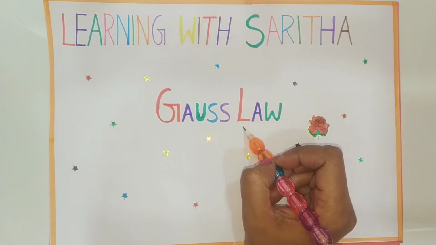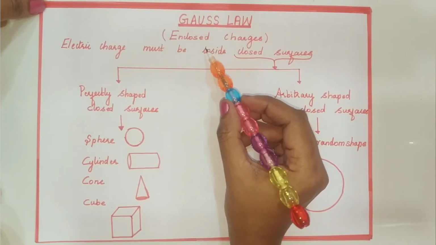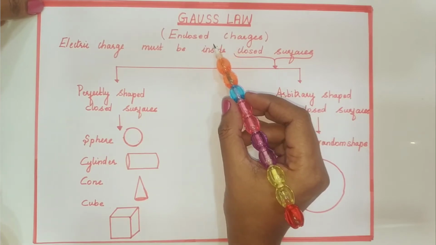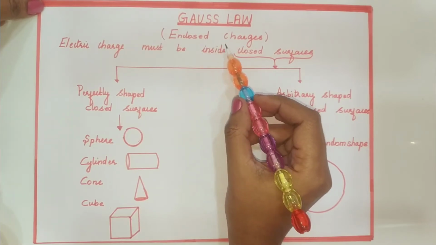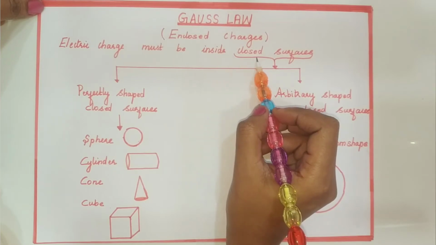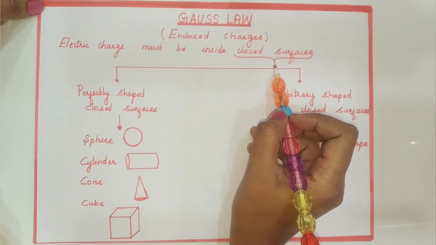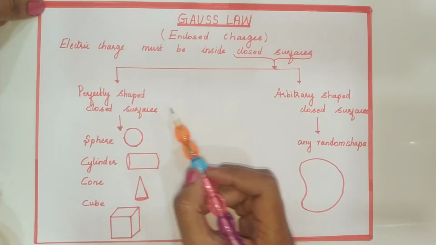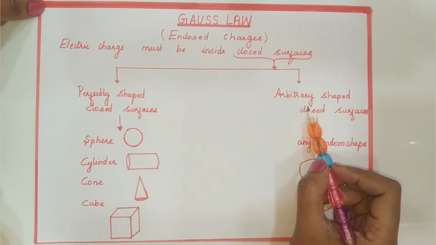It's my pleasure in presenting a video on the topic Gauss law. Gauss law is applicable only to the enclosed charges. That is, the electric charges must be inside a closed surface. And the closed surface can be a perfectly shaped closed surface or an arbitrary shaped closed surface.